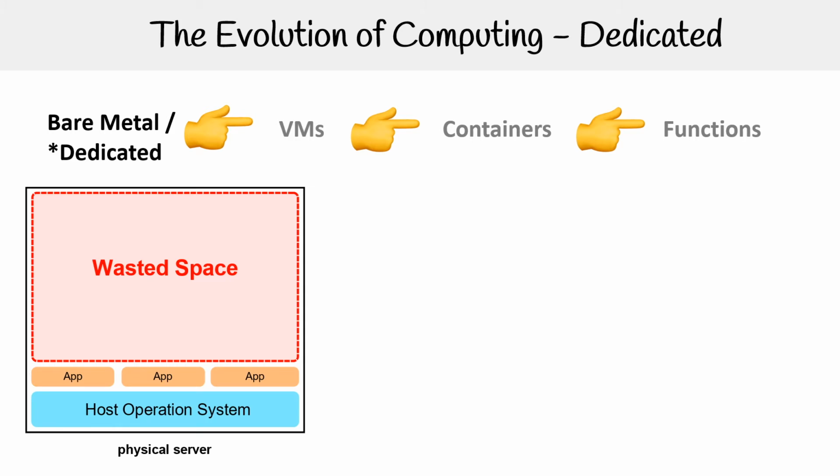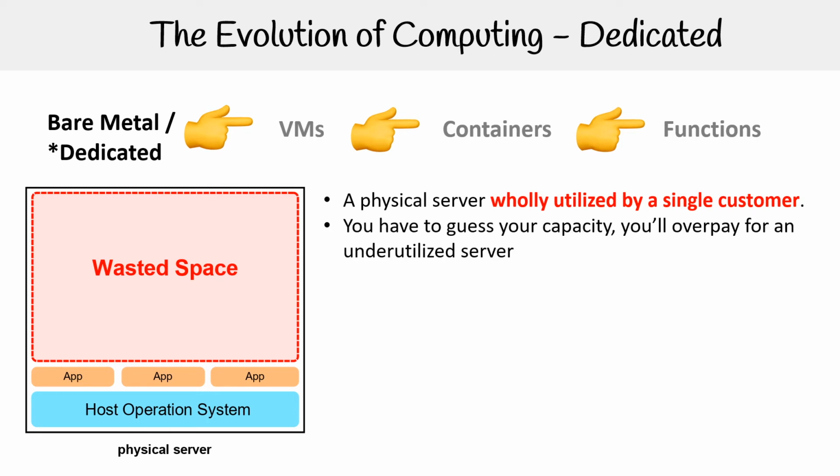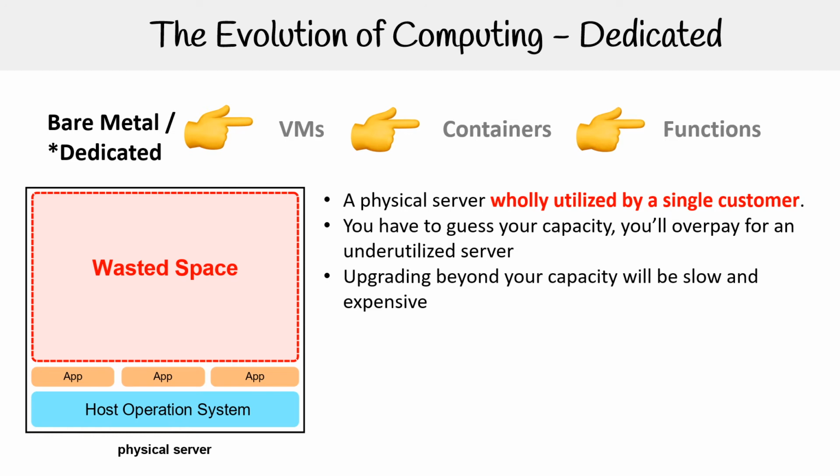So what we have here is a graphical representation of a metal, or you might call it a dedicated machine. The idea here is that we have a physical server that is wholly utilized by a single customer. You have to guess your capacity, and you'll probably overpay for an underutilized server. So if you have an application or multiple applications, you're always going to end up with wasted space because you're always going to have to buy a larger server because you're anticipating you're going to have to fill it. But that space is going to be costing you money because it's not being utilized.